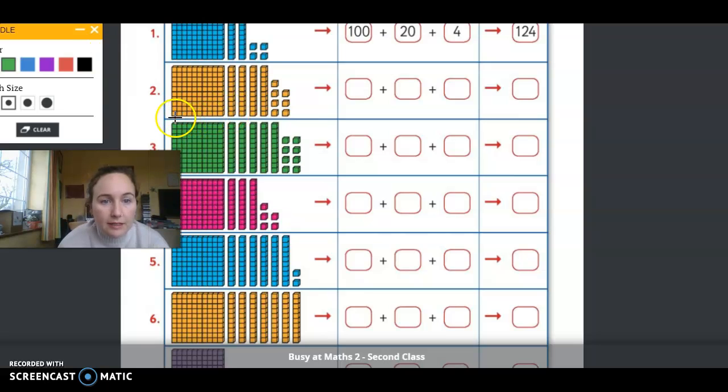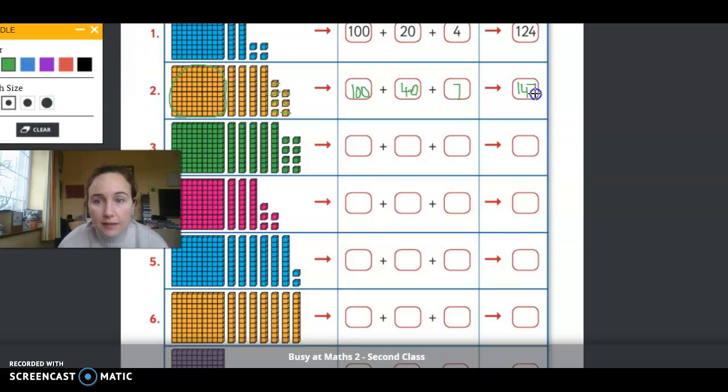I'm going to write that one for you. So first you count your hundreds. Here we have 100. So 100. Then I count my tens. 10, 20, 30, 40. 4 tens makes 40. And then units into the last box. Count up my units. 1, 2, 3, 4, 5, 6, 7. 7 into my last box. 100 plus 40 plus 7 is 147.